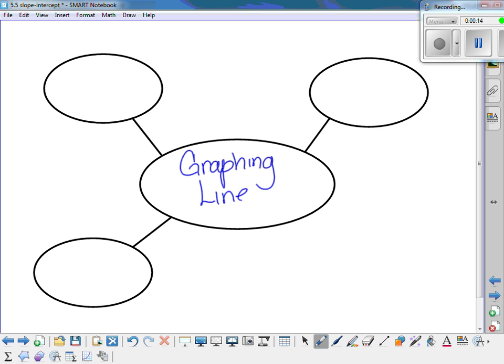Actually, it's not a Venn diagram. I can't remember what these things are called. Anyway, some kind of graphic organizer. I can't remember what its name is.